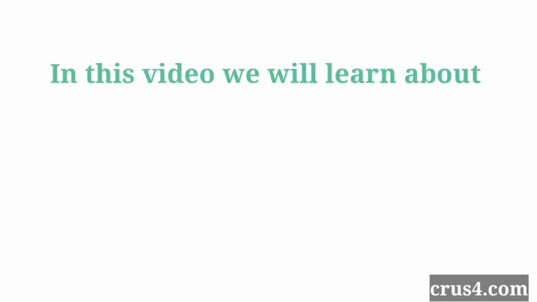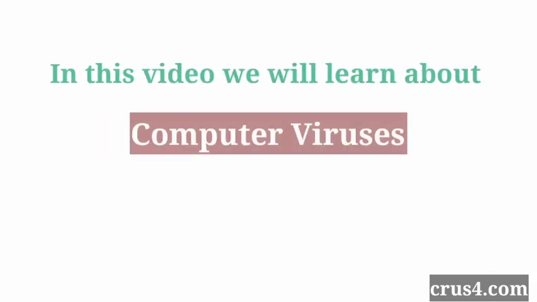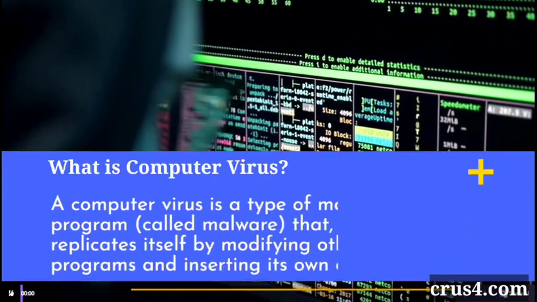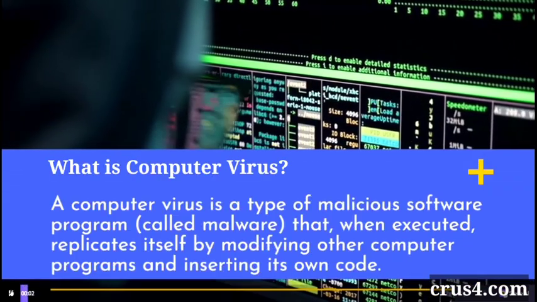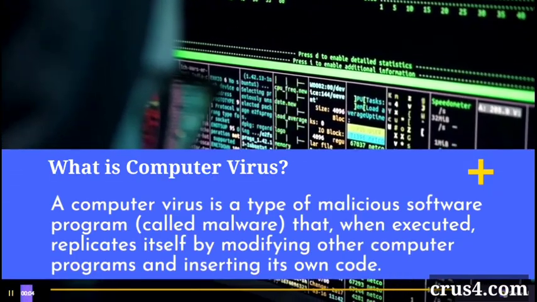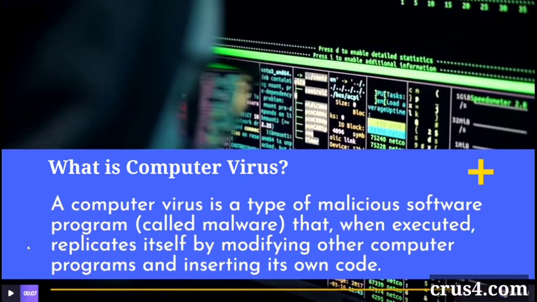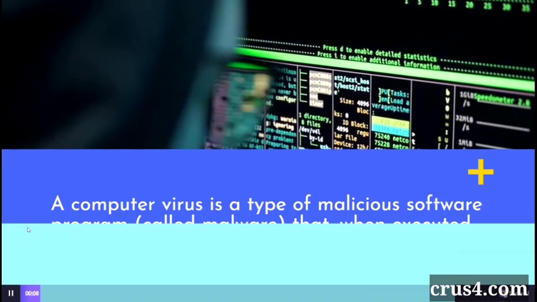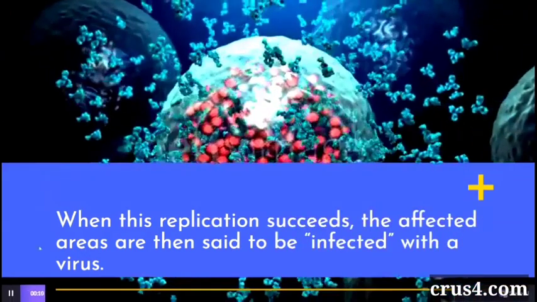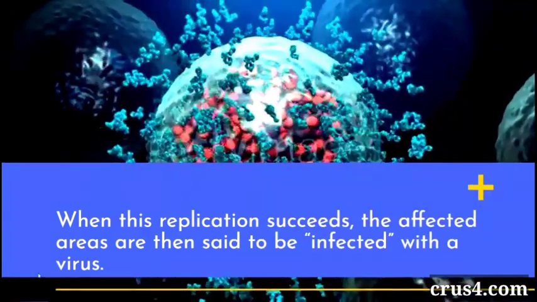In this video we will learn about computer viruses. What is a computer virus? A computer virus is a type of malicious software program, called malware, that, when executed, replicates itself by modifying other computer programs and inserting its own code. When this replication succeeds, the affected areas are then said to be infected with a virus.